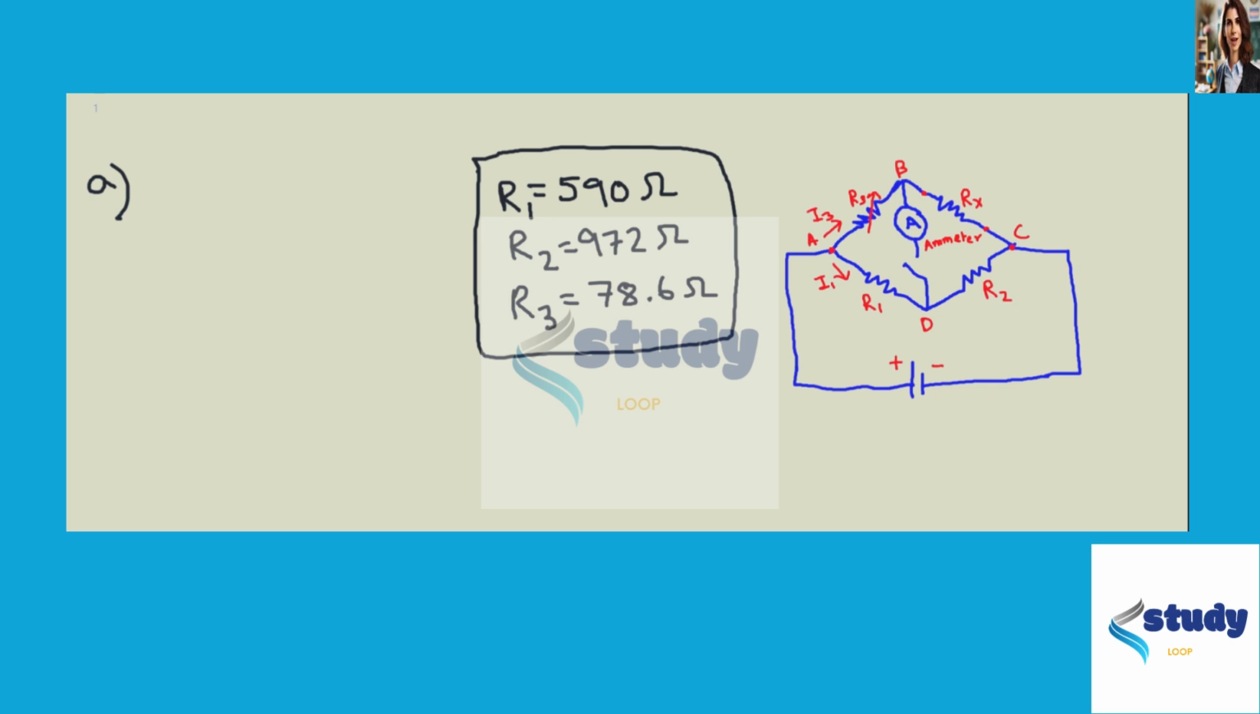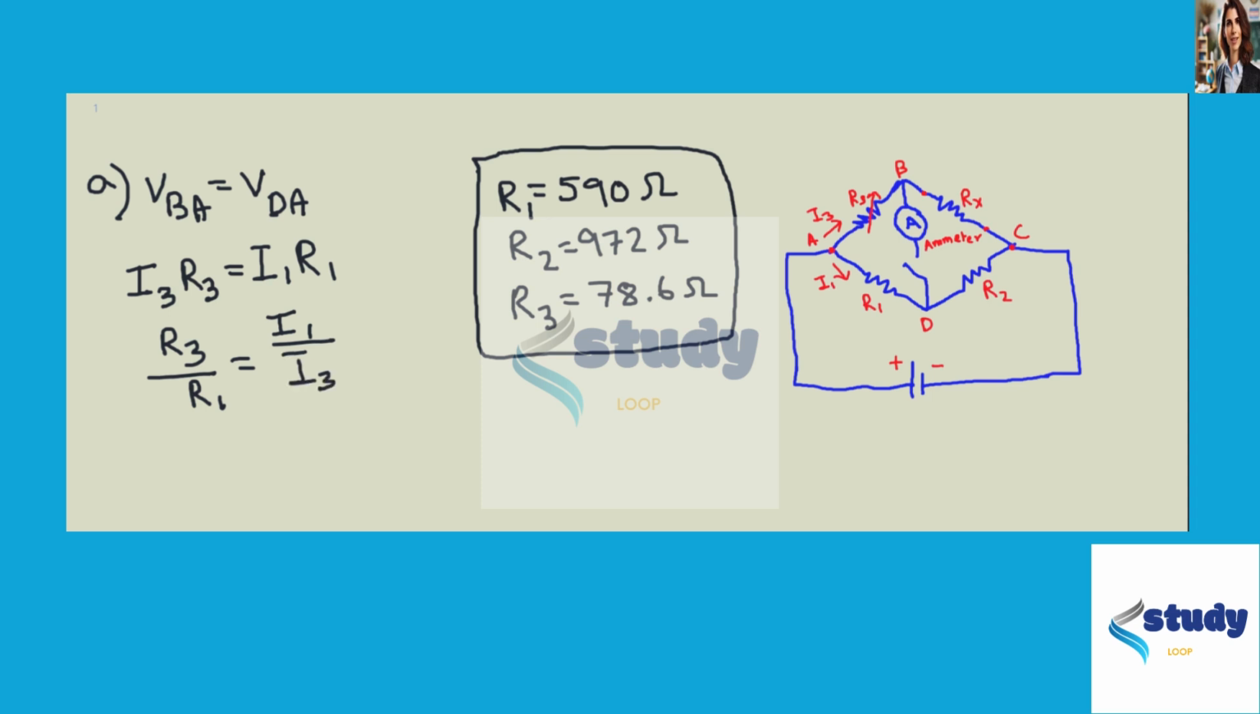So let's actually write those down. The potential difference from B to A should be equal to the potential difference from D to A. And if we use our Ohm's law, we'll have I3 times R3 equals I1 R1. And from there, we get a relation of R3 over R1 equals I1 over I3.